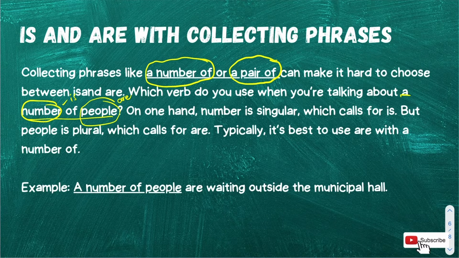Typically, it's best to use are with a number of. So in the case ng a number of, para sa collecting phrases, are ang gagamitin natin. For example, a number of students, a number of participants, a number of teachers, like that. Alright, or a number of people are waiting outside the municipal hall. So, are ang gagamitin. Okay, so wag malilito.